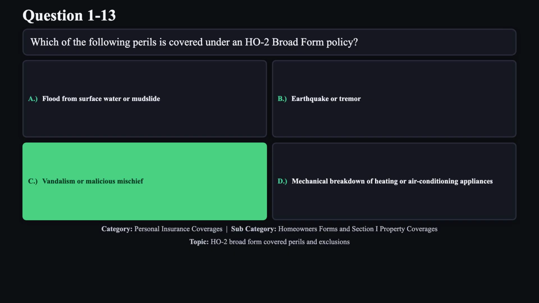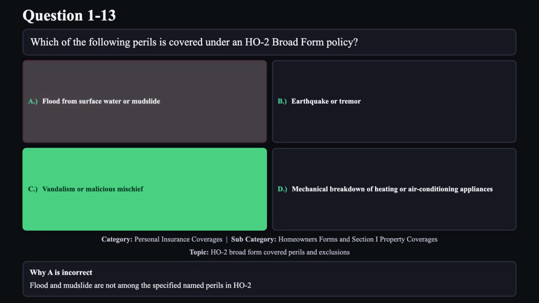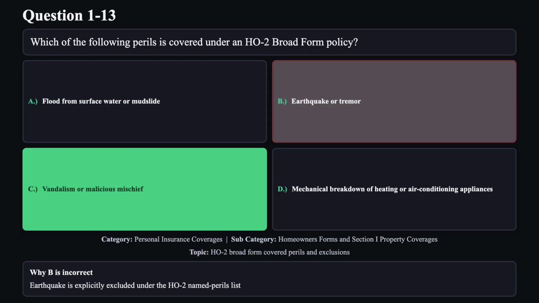The correct answer is C. The HO2 broad form explicitly names vandalism or malicious mischief as a covered peril, while earthquake, flood, and mechanical breakdown are excluded. Reason A is not correct. Flood and mudslide are not among the specified named perils in HO2. Reason B is not correct. Earthquake is explicitly excluded under the HO2 named perils list.